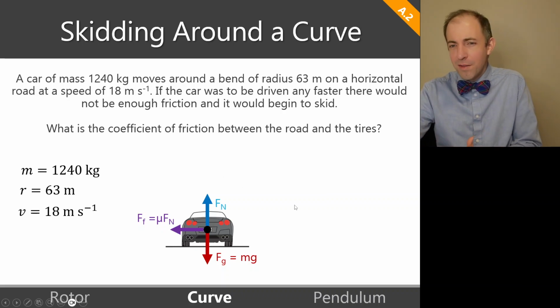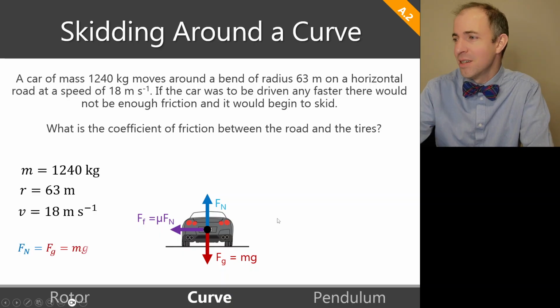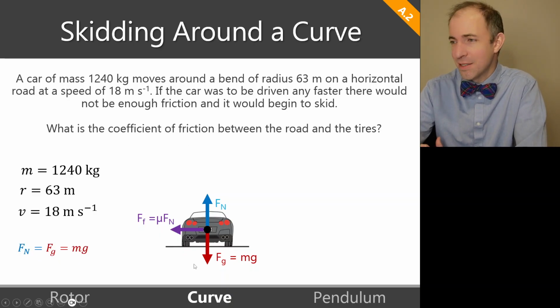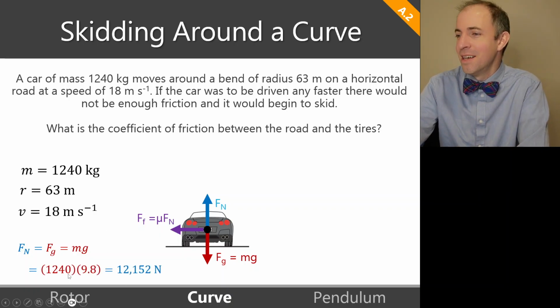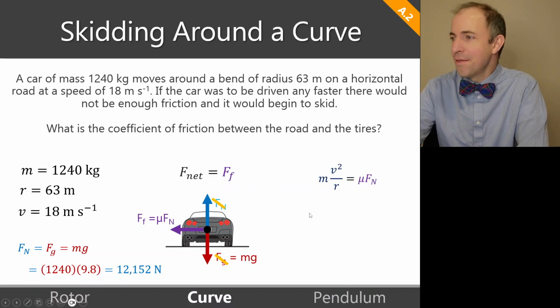Now, in order to solve this problem, I need to think about what equalities exist within that picture. I know that Fn and Fg have to equal each other. They have to cancel each other out. I know enough here, because I know the mass and gravity, to find what Fg is, which means I know what Fn is. So Fg and Fn are both going to be equal to 12,152 newtons. Now, those are going to be the same, which means that all of the remaining force comes from Ff. So the net force is equal to Ff.